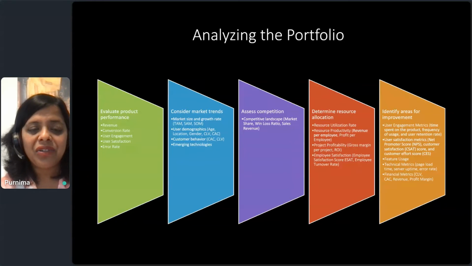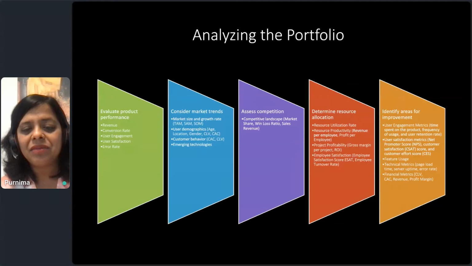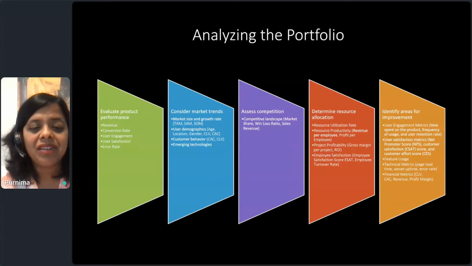Customer behavior boils down to, okay, how much money does it take me to acquire a customer? How much money does it take me to retain a customer? And when I retain a customer or I acquire a customer, how much money do they bring to the table? And then emerging technologies, where you would probably look at your innovation index.